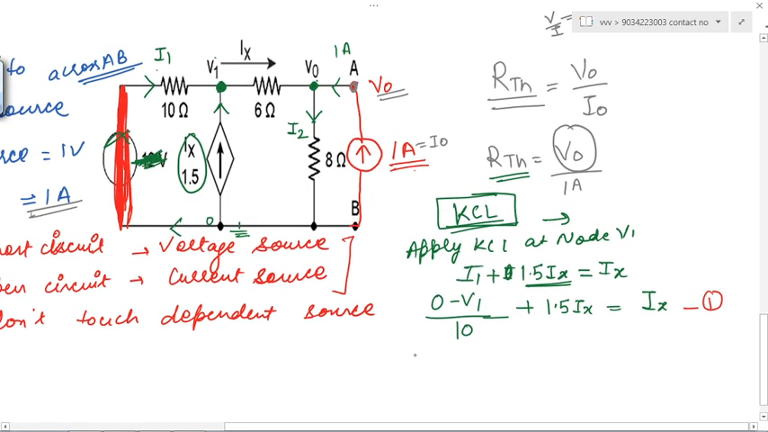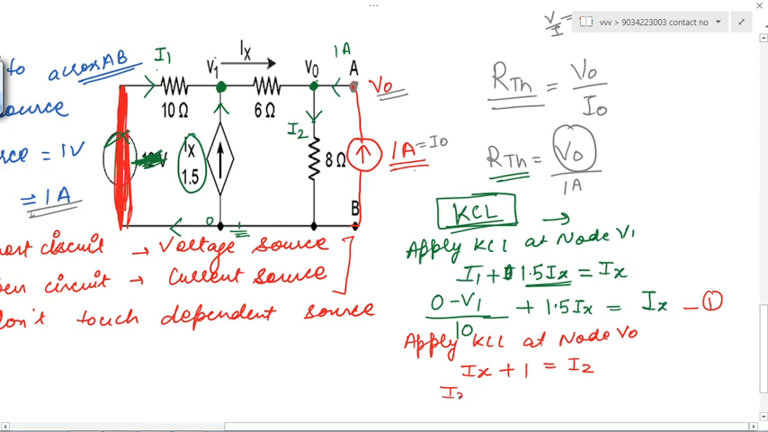Similarly, apply KCL at node V0. How much current is entering V0? That is Ix plus 1, right? Because from here, in this direction, 1 ampere is also coming into your node. Again, imagine that this is your room. How many people are entering your room? Ix and 1, right? And how many people are leaving your room? That is I2, according to this.